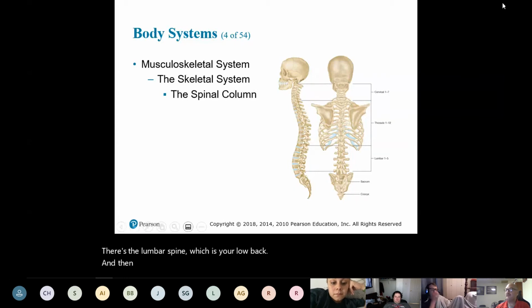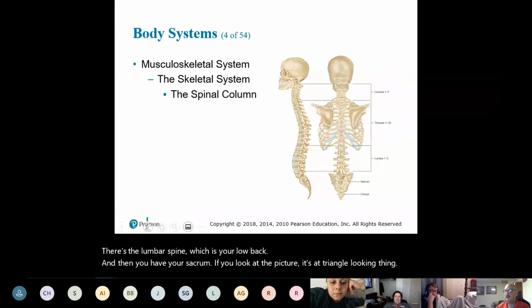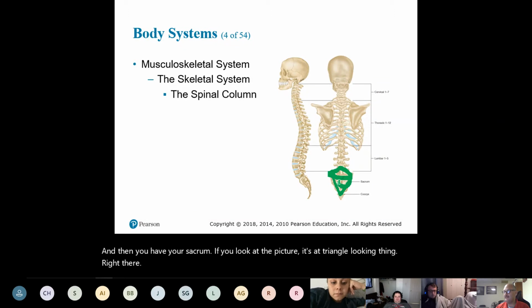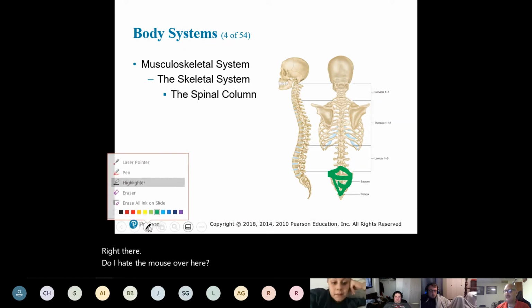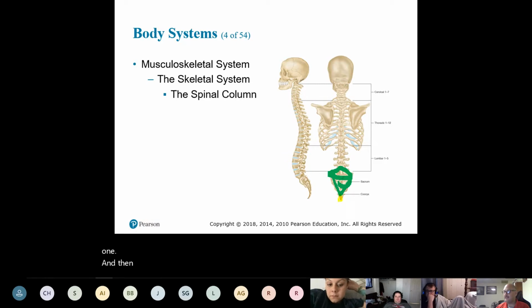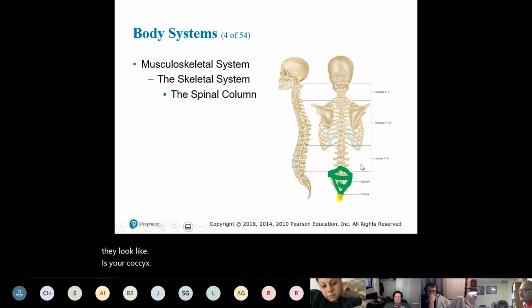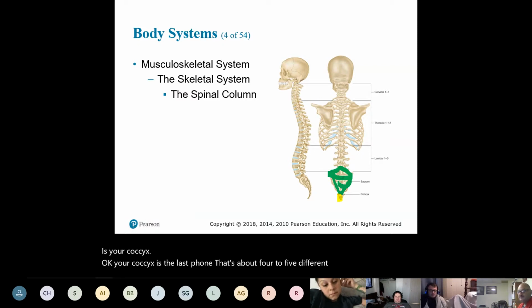And then you have your sacrum. If you look at the picture, it's that triangle looking thing. Right there. That's why I hate the mouse over here. And the sacrum has about 3 to 5 different bones fused into one. And then last, down over here, it's about the size of a postage stamp, if you remember what they look like, is your coccyx. Okay, your coccyx is the last bone. That's about 4 to 5 different segments fused into one.